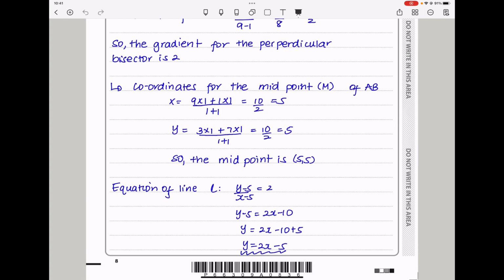Now to find the equation of the perpendicular bisector, it should be Y minus this Y coordinate divided by X minus that X coordinate is equal to 2. And therefore Y minus 5 is 2 into X minus 5. To simplify, by making Y the subject, I got Y is equal to 2X minus 5. This is the equation of line L, which is the perpendicular bisector to line AB.